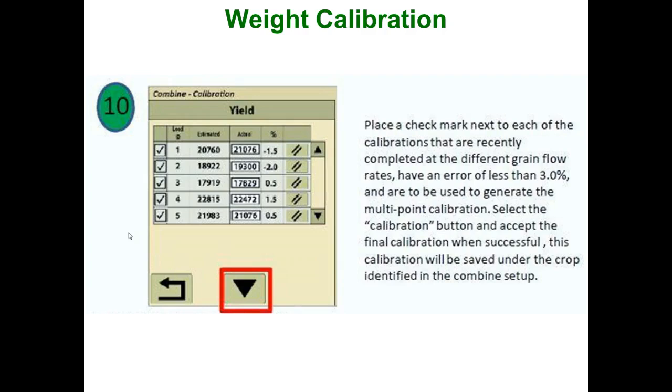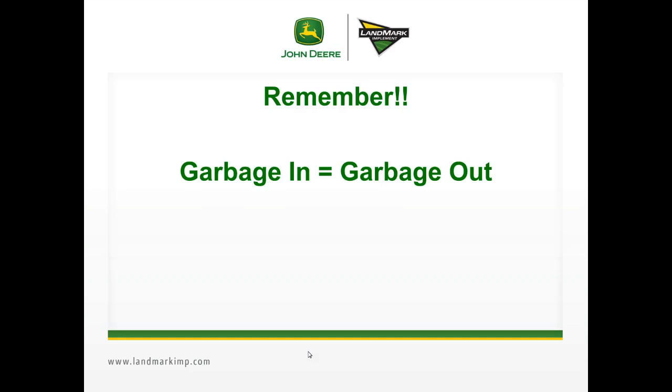Once we're happy with the loads that we've selected, we will finally hit this calibration button, and that will do our final calibration for the S-Series machine. Remember, garbage in is garbage out. So if we're not producing accurate yield data, we will not be able to make the best decisions off of those yield maps, if any decisions at all.